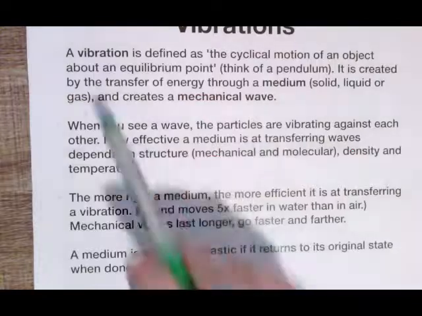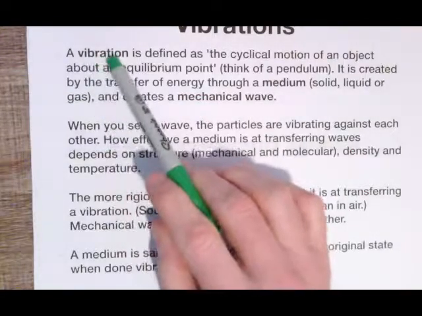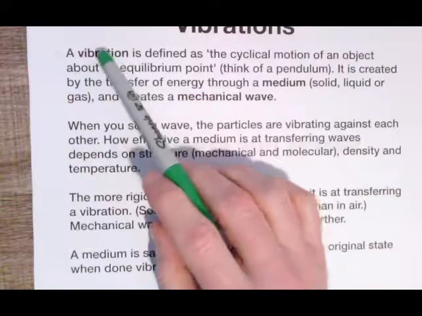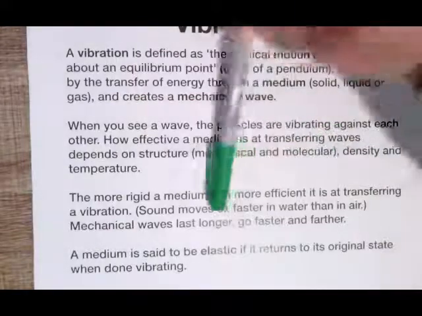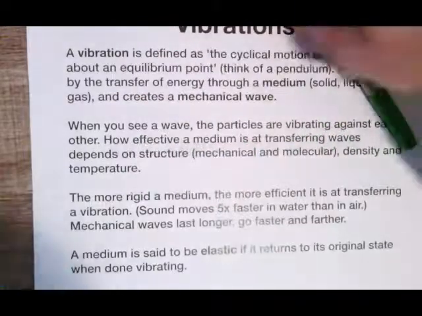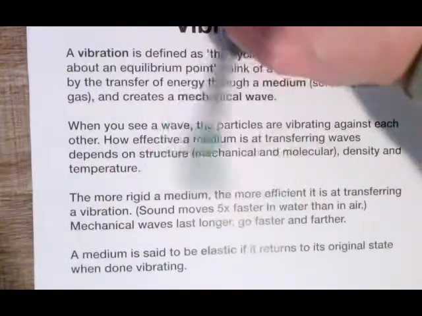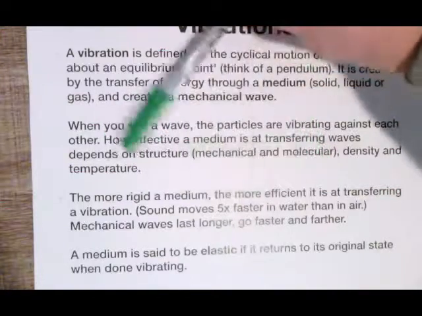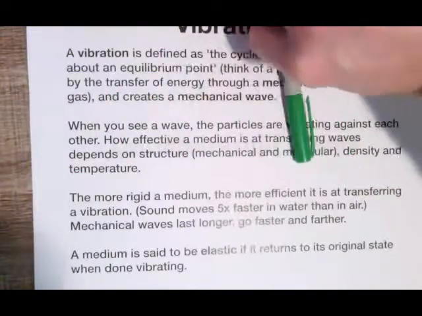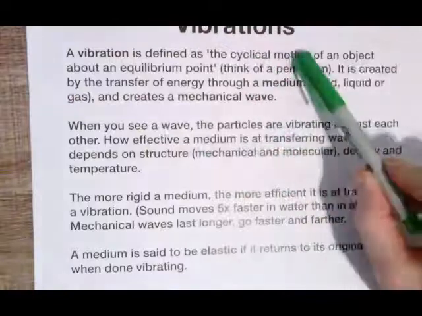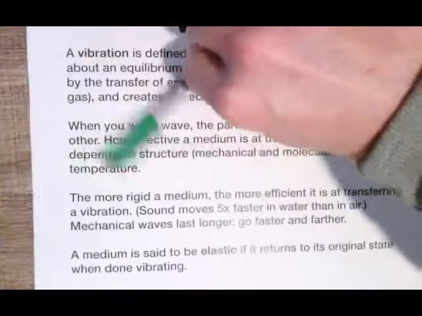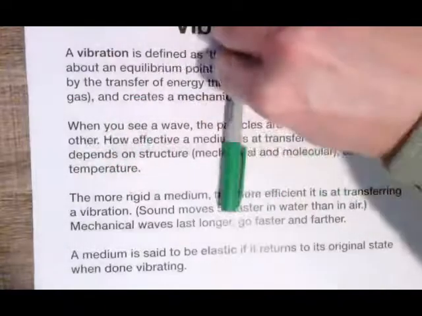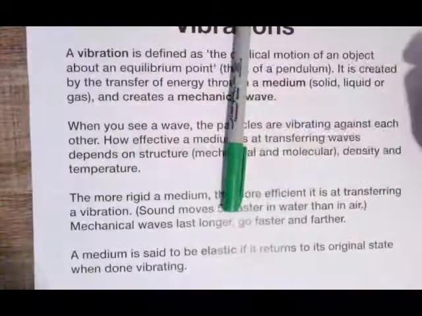Okay, a vibration, this is in bold. This was usually a test question. Hint, hint. A vibration is defined as the cyclical motion of an object about an equilibrium point. Let's think about a pendulum, like on a grandfather clock: tick, tock, tick, tock. And it's regular motion, right? Cyclical motion, it's regular motion. It's not like sometimes it hangs out over here and then it's quick over there. And the equilibrium point is where it would be at rest.